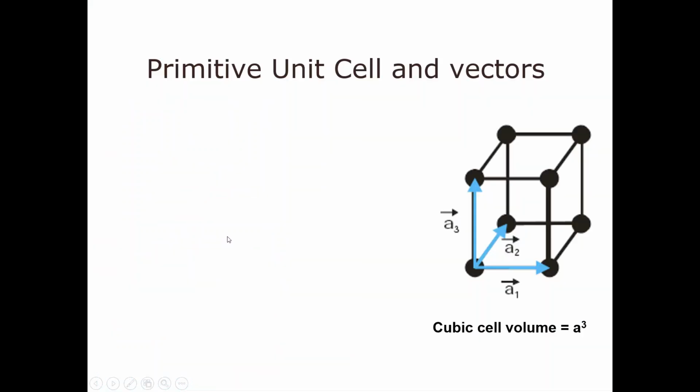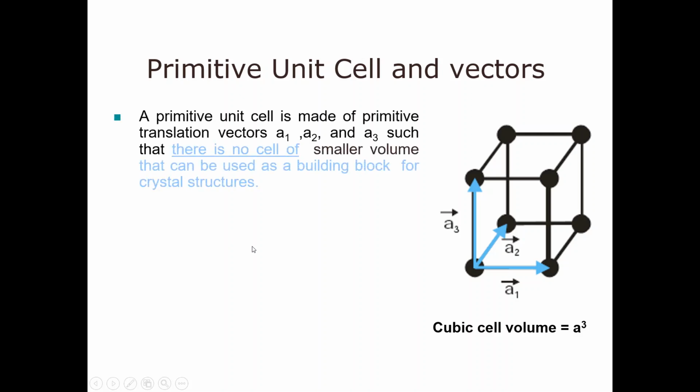So what do we mean by primitive unit cell and vectors? A primitive unit cell is made of primitive translation vectors A1, A2 and A3, such that there is no cell of smaller volume that can be used as a building block for the crystal structures. In simple words, the primitive unit cell basically means the smallest unit cell. The smallest unit cell we can call the primitive unit cell.